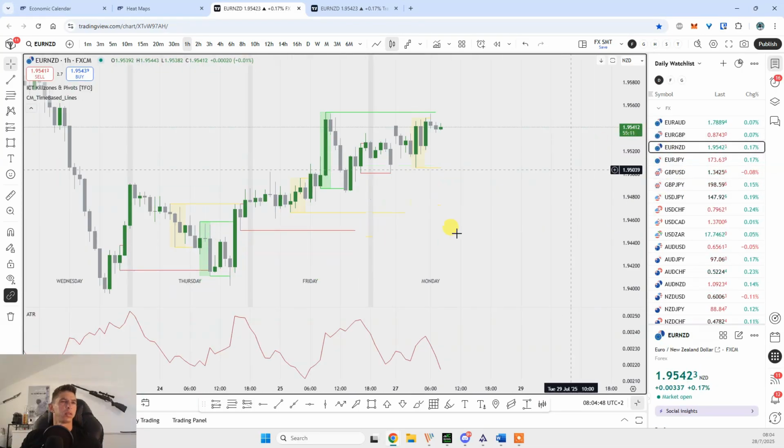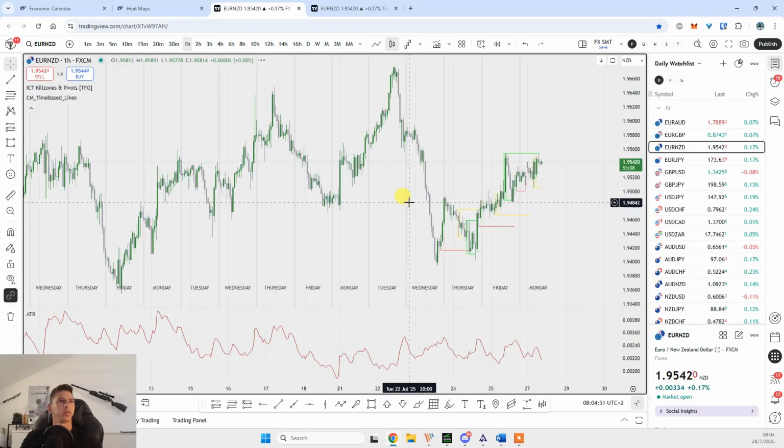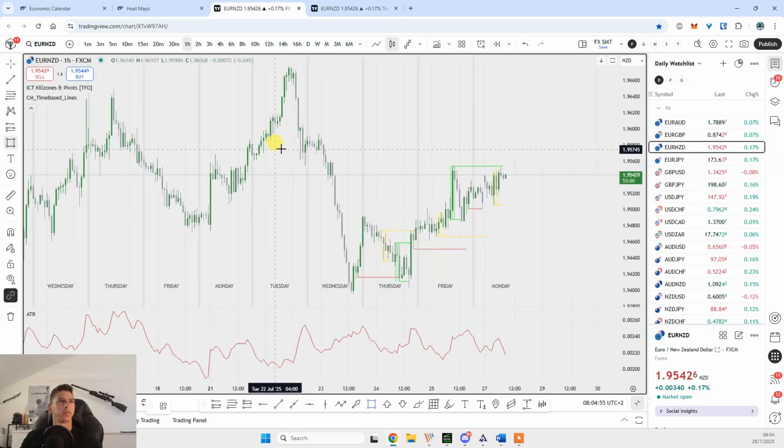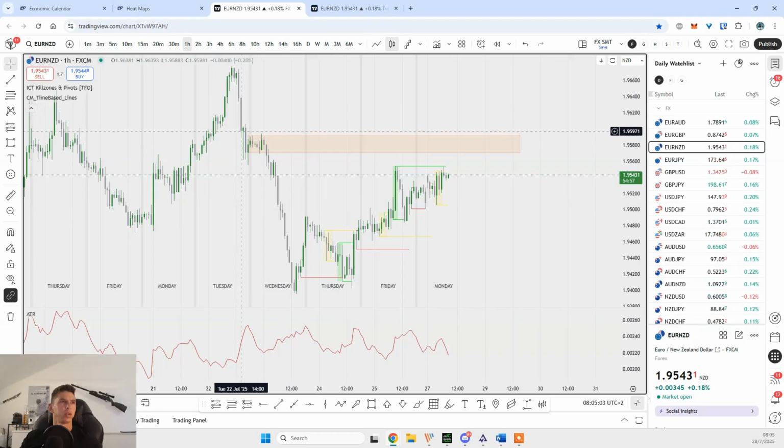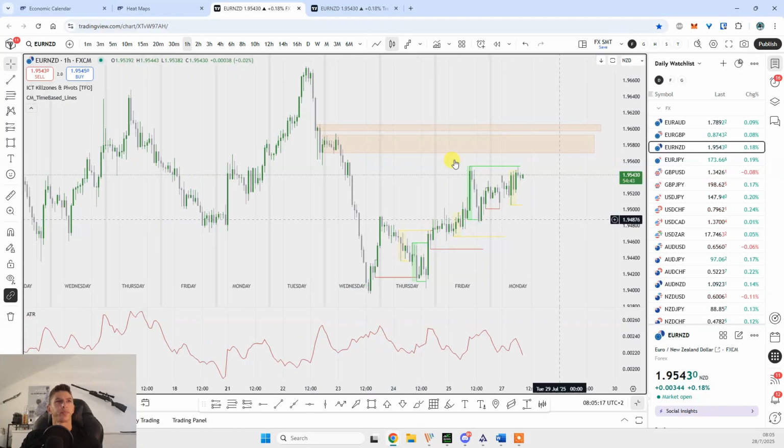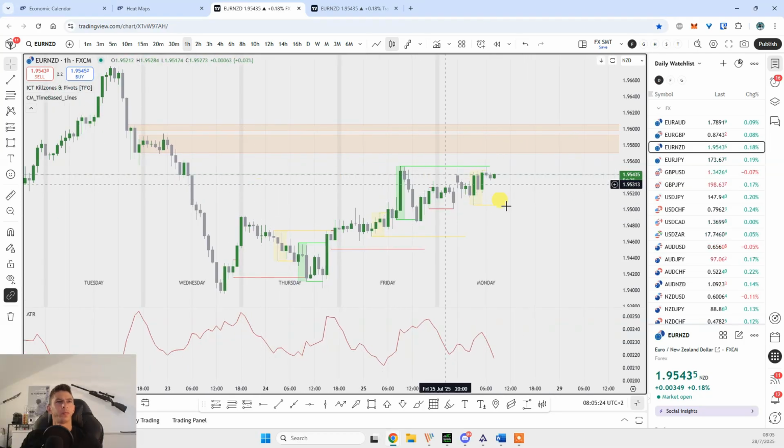All right, 1 hour. We have this supply zone, right? So it's too close. And we have another supply zone right here. So if it breaks above this, it's all here until here, right? So let's go to the 15-minute.